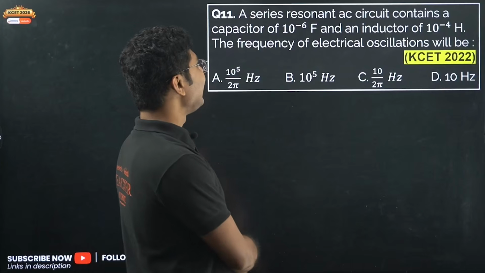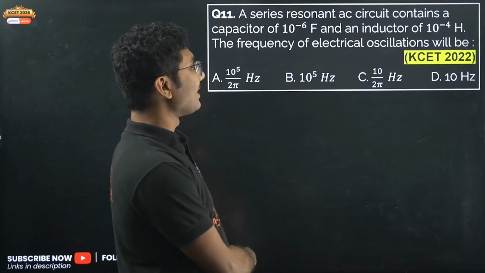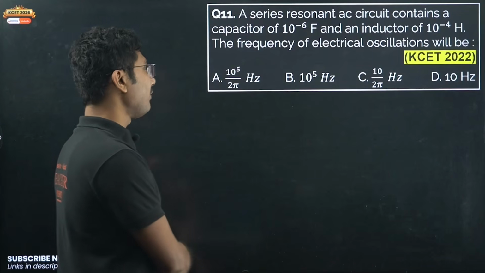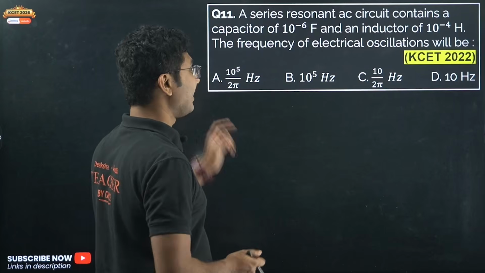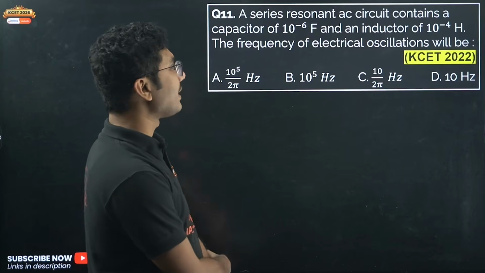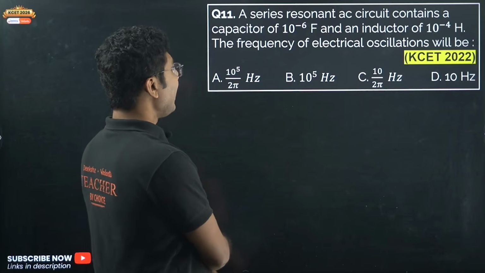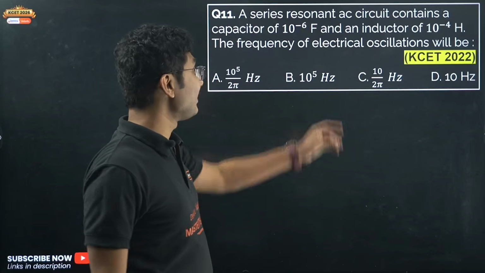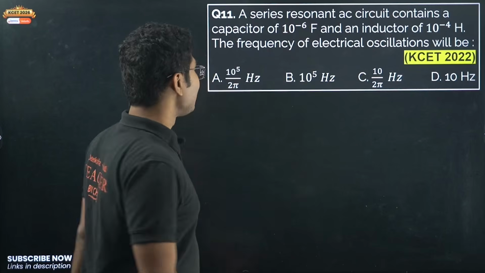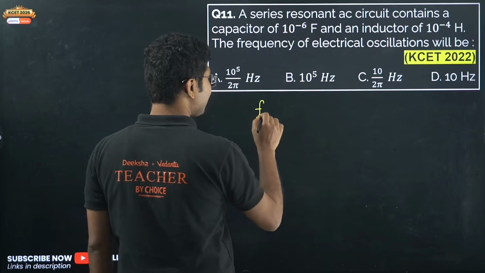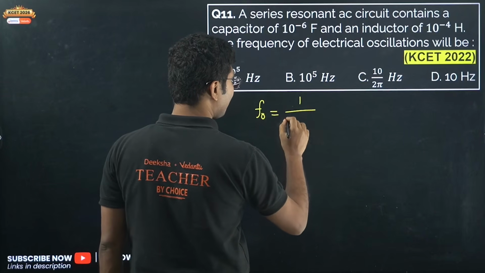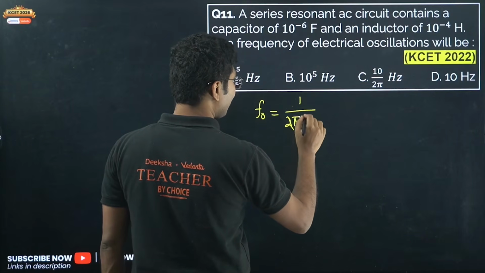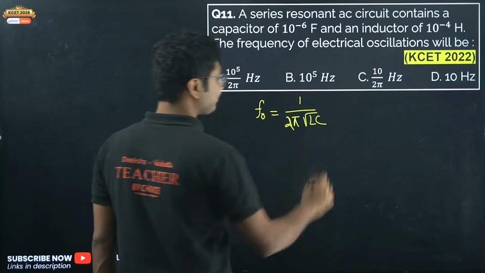Next, a series resonant AC circuit contains a capacitor of 10 to the power of minus 6 farad and an inductor of 10 to the power of minus 4 Henry. The frequency of electrical oscillations will be... so this is a series resonant circuit. So what is the formula for resonance? The resonance formula is f naught equals 1 by 2 pi square root of L into C.